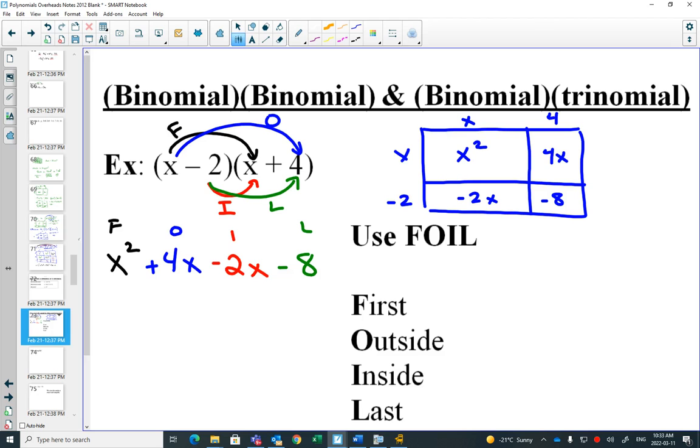Okay, so you'll often hear teachers say, oh, you just FOIL. It's not actually a mathematical thing. It's just an acronym that helps you remember what you need to do. But again, I like the chart the best for understanding. Then your final answer here, you have these as like terms. So your final answer will be x squared plus 2x minus 8.